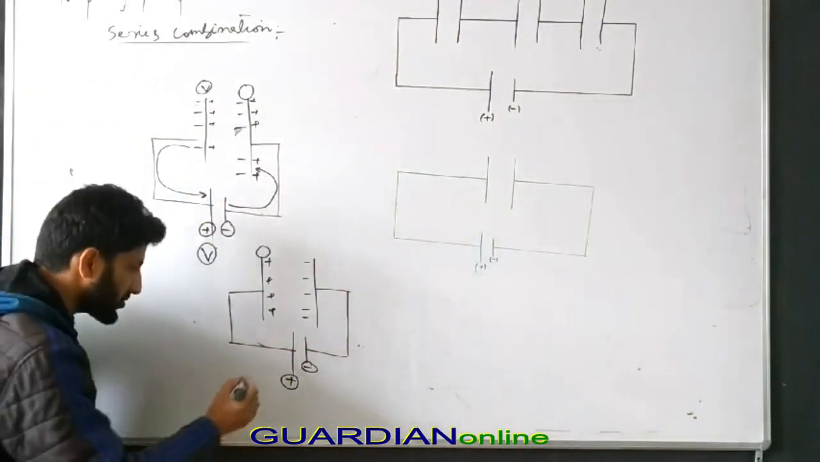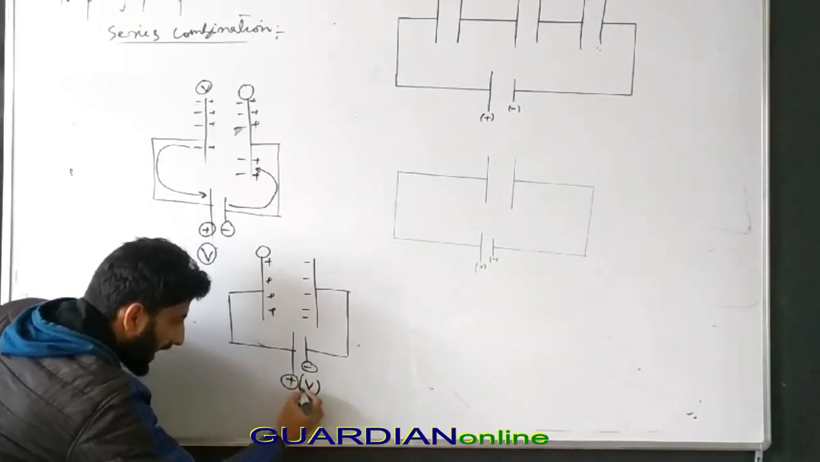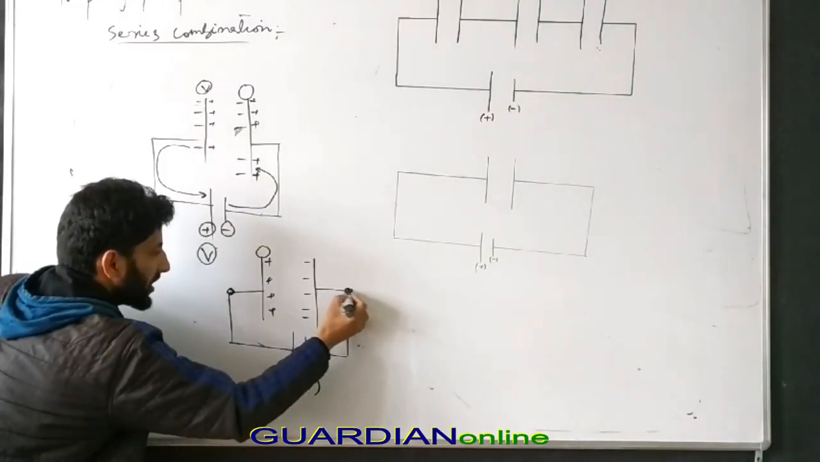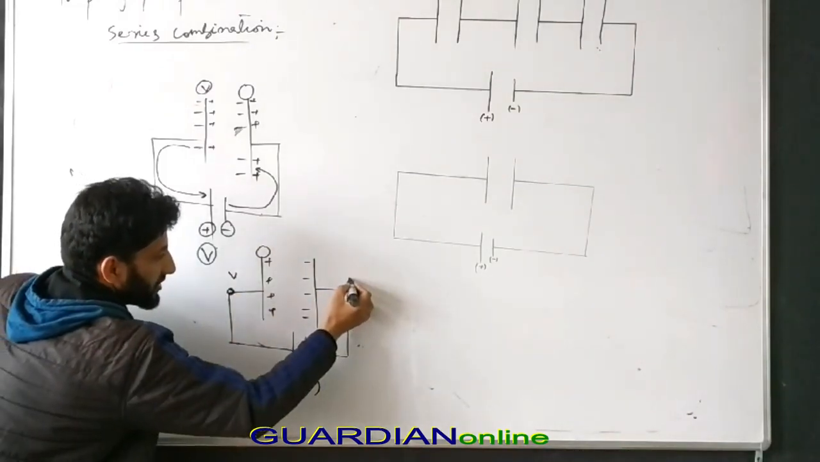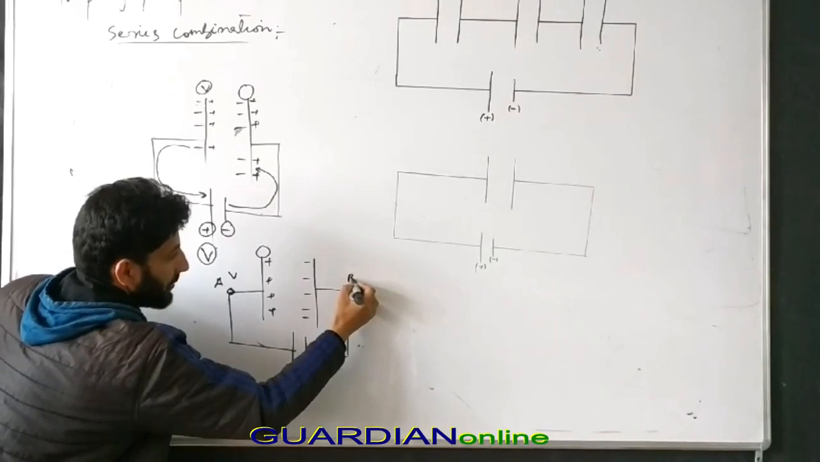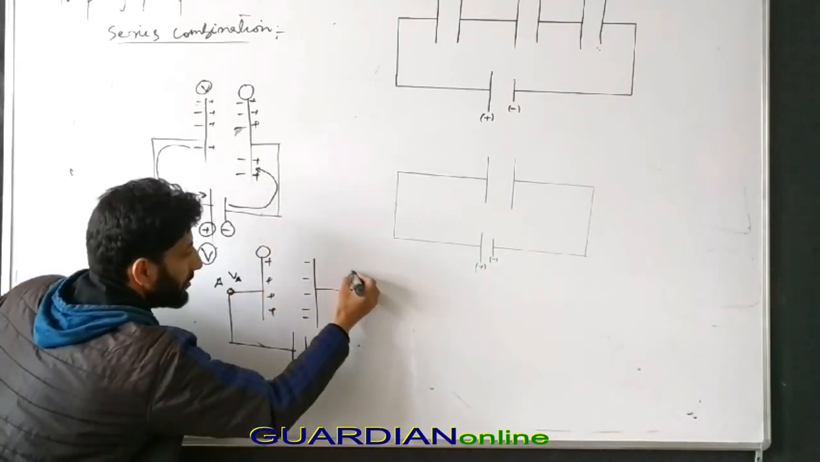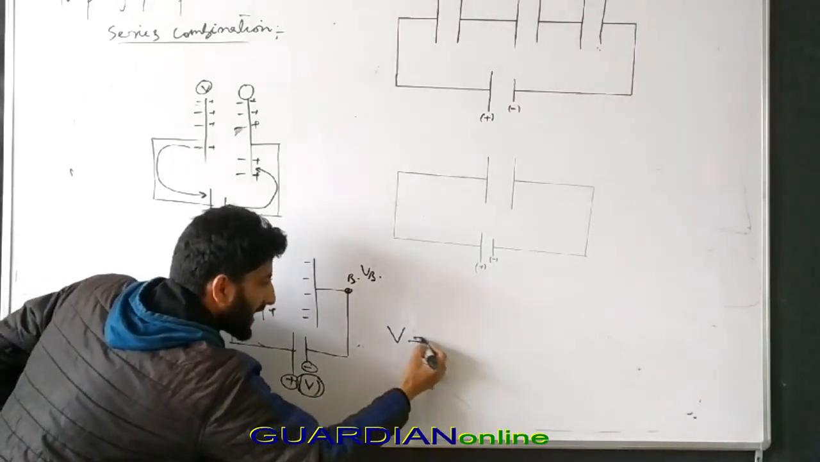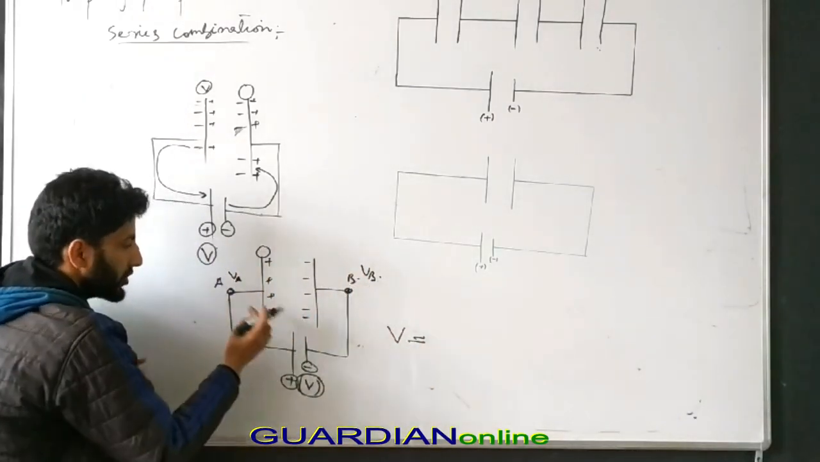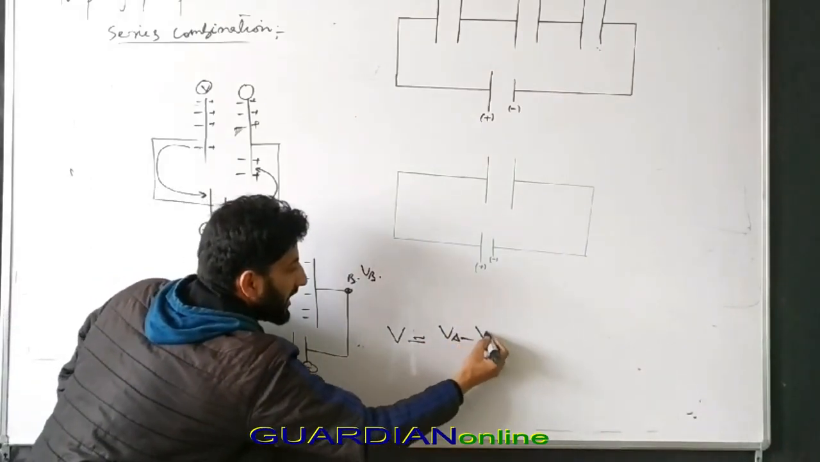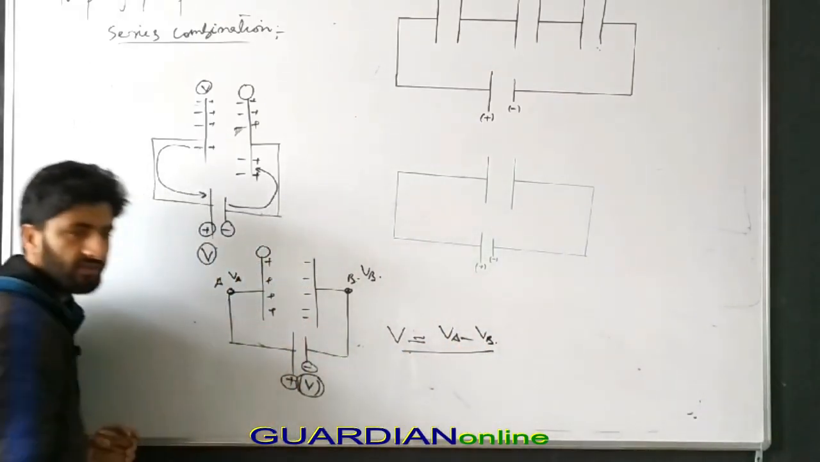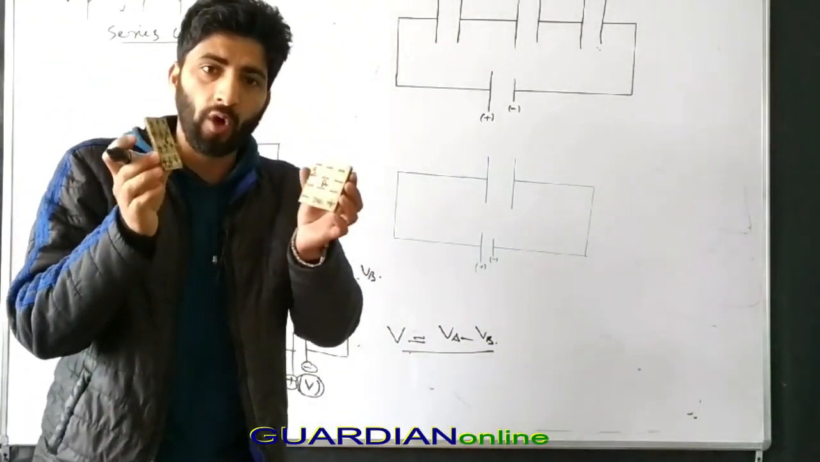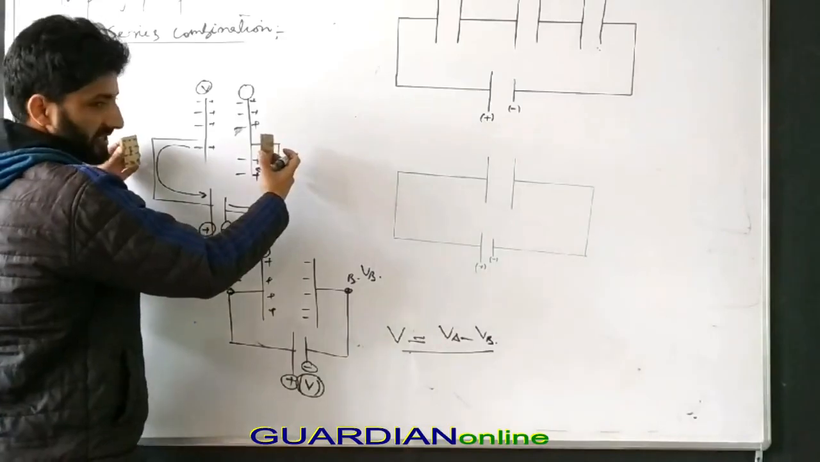Suppose the total net potential across the ends of the capacitor is V. Let this be point A and this be point B, with potentials V_A and V_B. Now this total potential V across the ends of the capacitor is simply V = V_A - V_B, the potential provided by the external source connected across the capacitor.